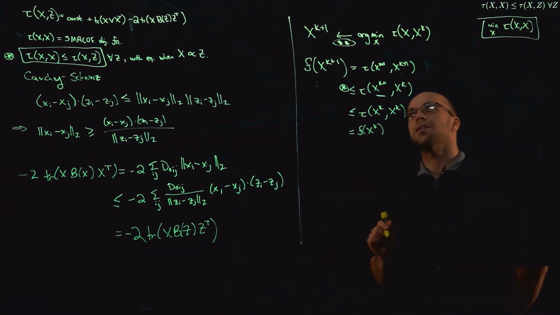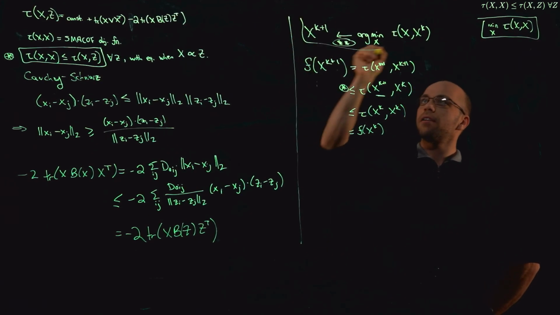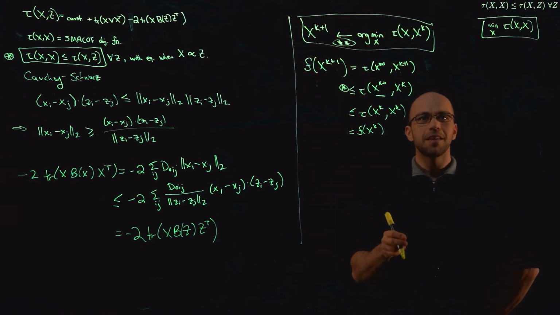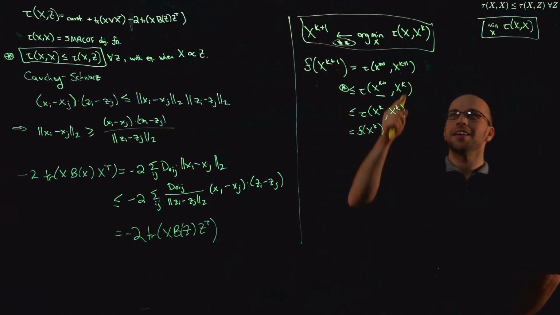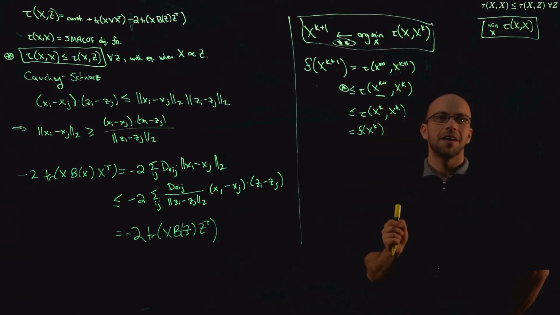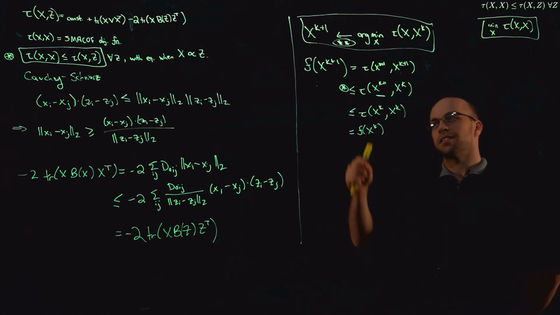So what did we show? We showed that our fixed point algorithm, like what I've written on the top of the board here, where I iteratively fix the second argument to tau and optimize for the first, this algorithm monotonically decreases the objective function f.